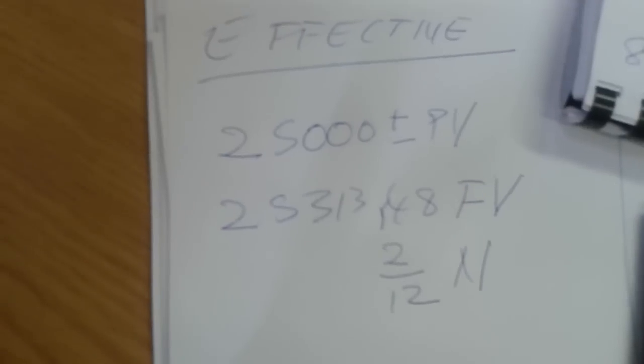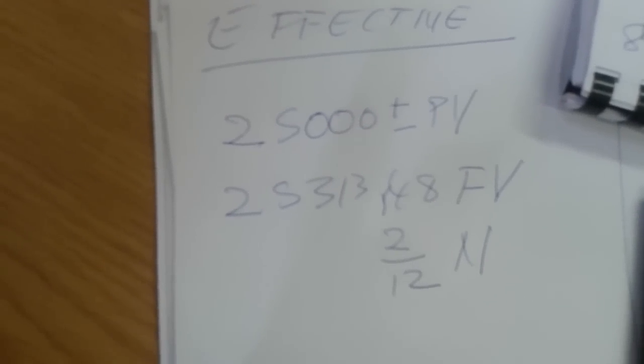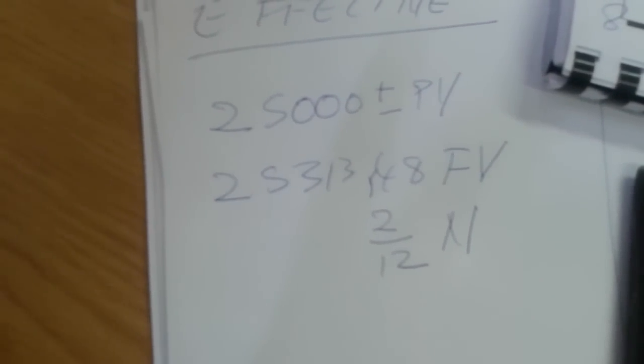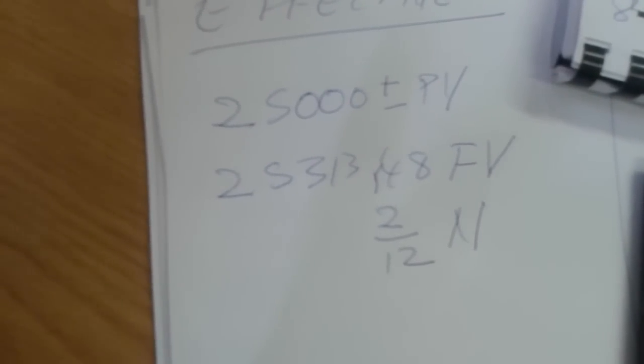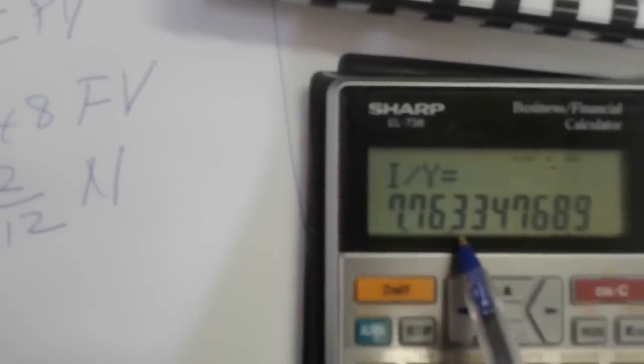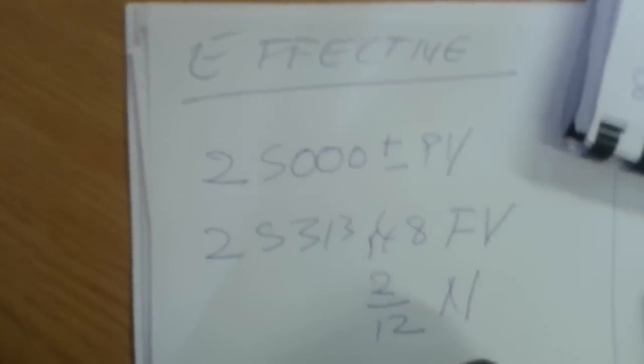So 25,000 plus minus is PV, and 25,313.48 is your FV, and then 2 divided by 12 is your N, and you compute I. You see, your answer is exactly as is, 7.76. No need to multiply by anything. Why? Because it's compounded once a year.